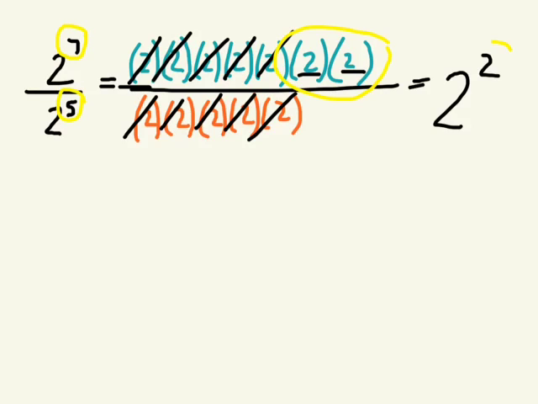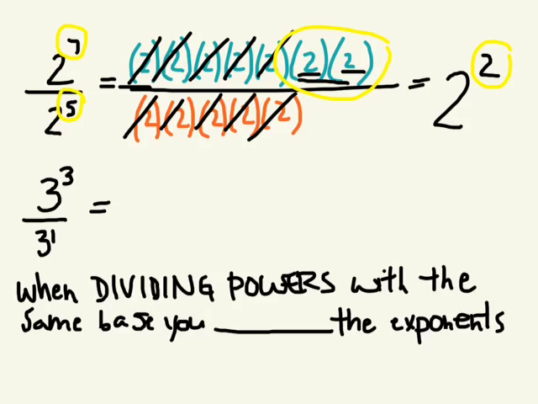And what do you notice about the exponents? 7 take away 5 is 2. So let's just make sure this rule works. I have 3 to the power of 3 divided by 3 to the power of 1. 3 times 3 times 3 divided by what?